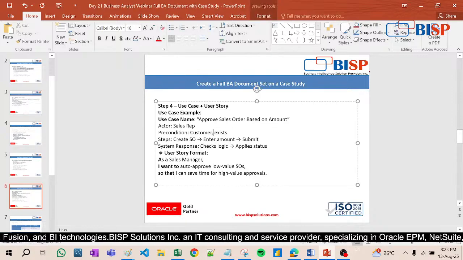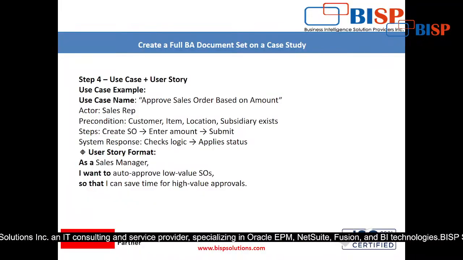Customer, item, location, subsidiary, right? These things should exist, then only these are the preconditions. Then steps. Now create SO, that means create sales order, enter amount. Okay, fine, submit. Now system response: check logic, apply status. That means this is the use case that we have to approve a sales order based on amount.